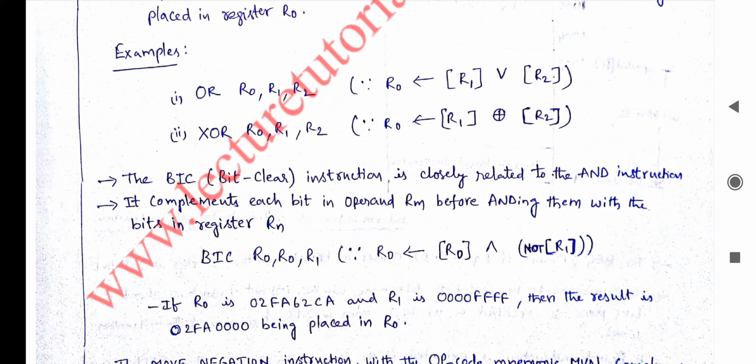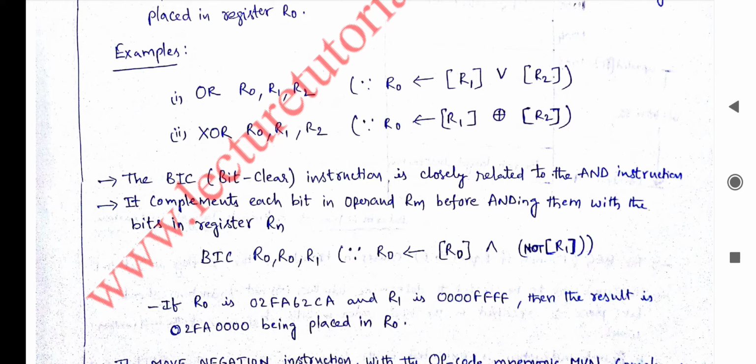Okay, next XOR. We can also call it exclusive OR. EOR R0, R1, R2. We perform the exclusive OR operation between the content stored in register R1 and register R2 and store the result in R0. Okay, that is XOR, exclusive OR.